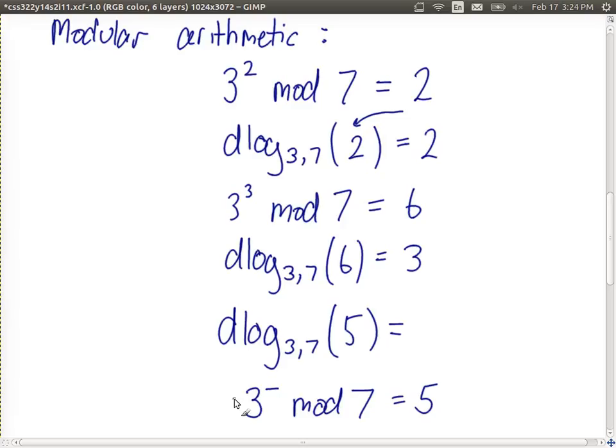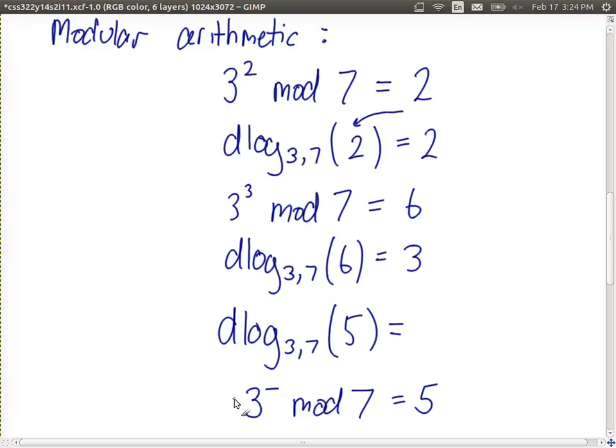Try. Calculator may be used. Let's try some numbers. What about 1? 3 to the power of 1 mod 7, does it equal 5? No. 3 to the power of 2 mod 7, no, we've done that before. 3 to the power of 3 mod 7, no, that equals 6. What about 3 to the power of 4 mod 7? What's 3 to the power of 4? 81 mod 7. We need 5 as the answer.